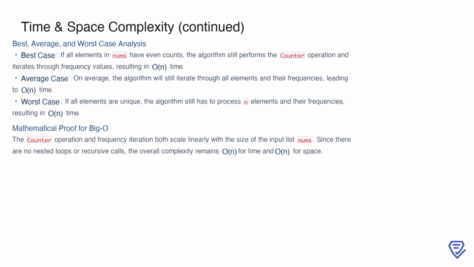This consistency arises because the counter operation and frequency iteration both scale linearly with the size of the input list, and there are no nested loops or recursive calls that would increase the complexity. As a result, the mathematical proof for the algorithm's time complexity confirms that it is O(n) for all cases, while the space complexity also holds steady at O(n), dominated by the storage requirements of the counter object.